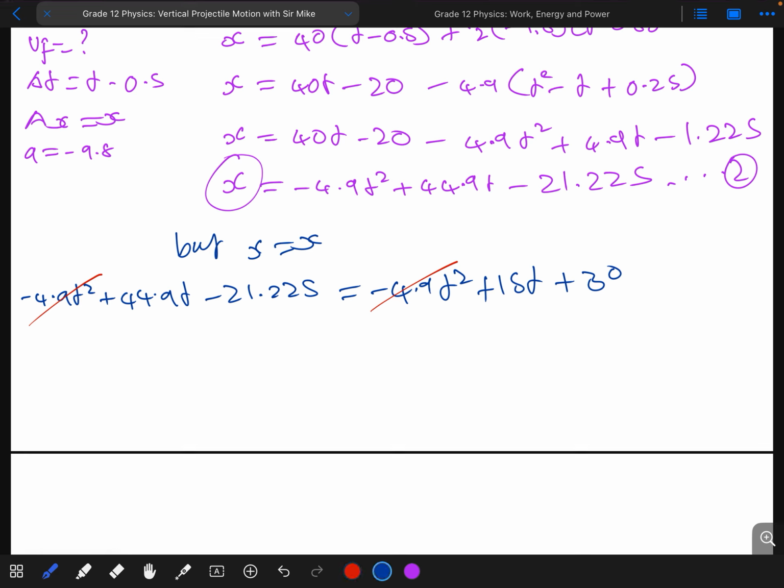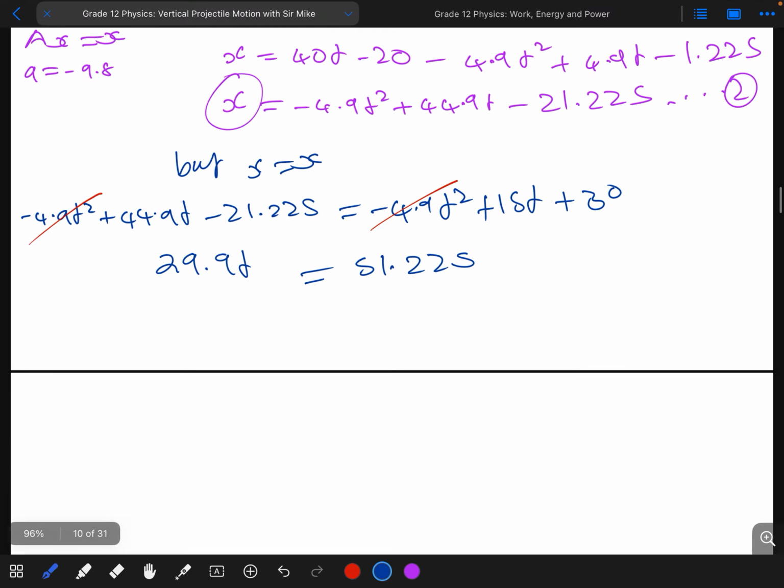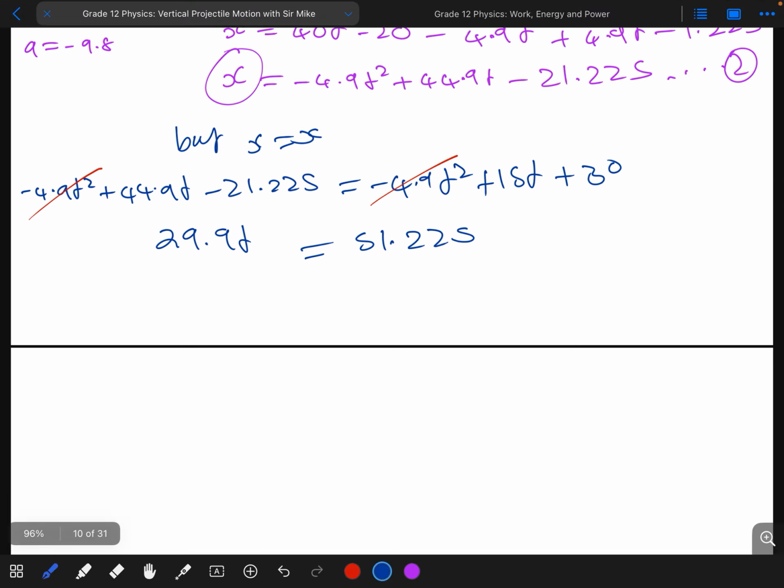So I'm going to have 44.9 minus 15 when I take it to the other side. That's 44.9 minus 15, so this is actually going to get 29.90. And if I say 30, plus 21.225, what I'm going to have is 51.225. I'm just going a little bit faster there, so that we don't make this the longest video, even though I feel like it's already long.